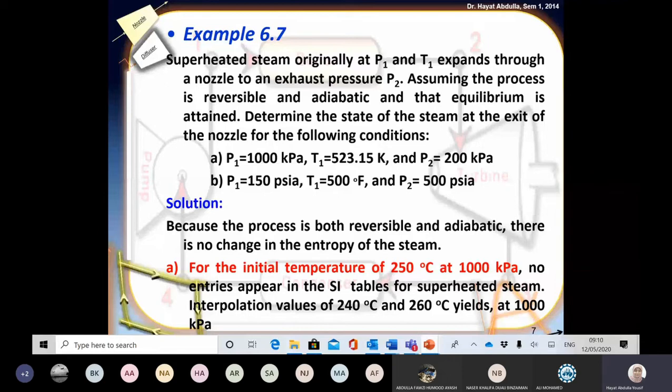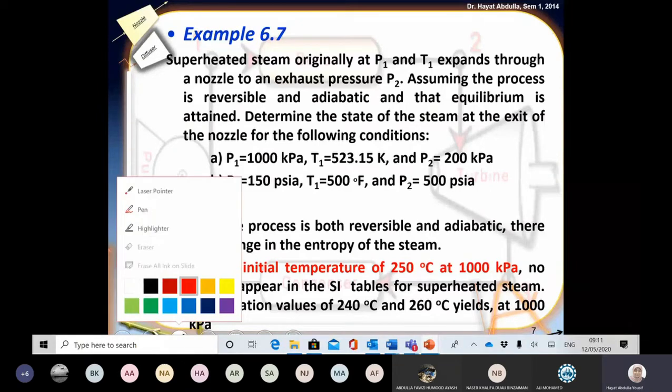So here is an example. Now, how are we going to use chapter 6 in solving problems? It's mainly through defining the state and getting the properties from the thermodynamic tables, which are tables F1 to F4. Here I have an example. Let me clarify how we can solve a similar example here.